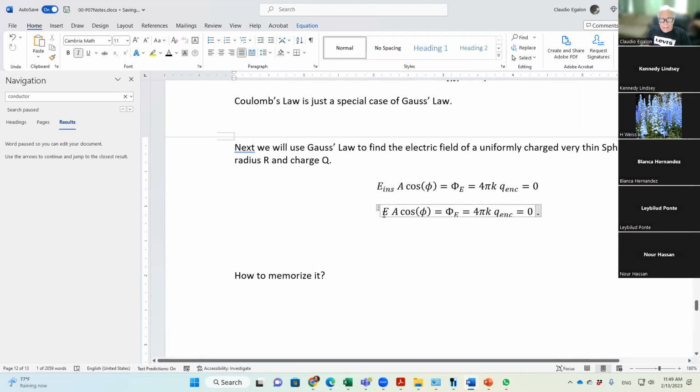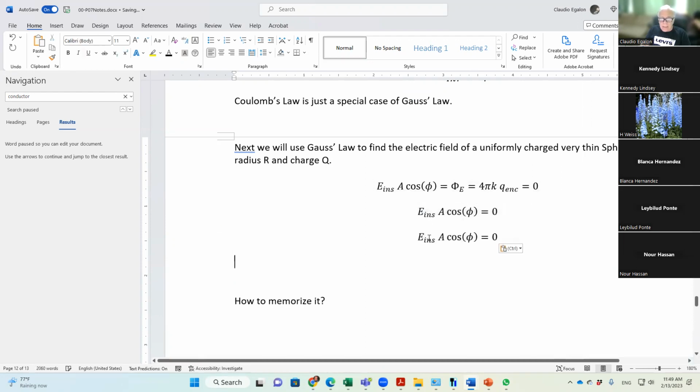So the only term that's going to be equal to 0 in this case must be the electric field. So what do we conclude? We conclude that the electric field inside an electrical shell is going to be 0.